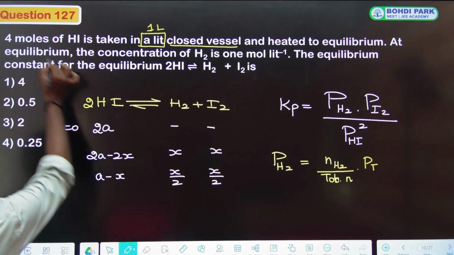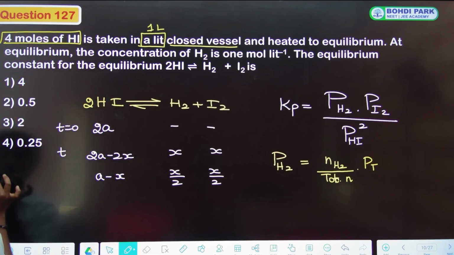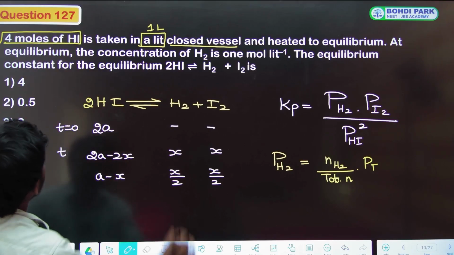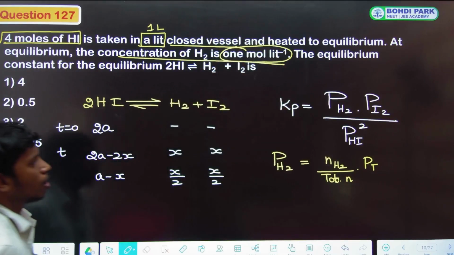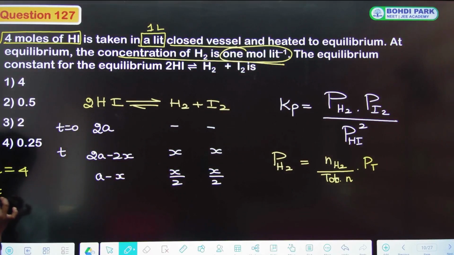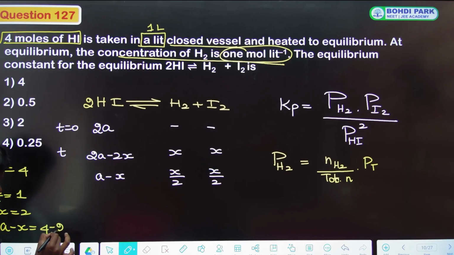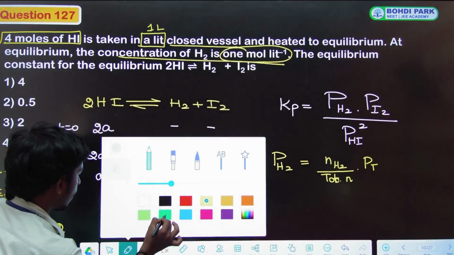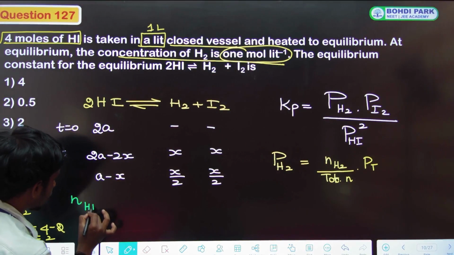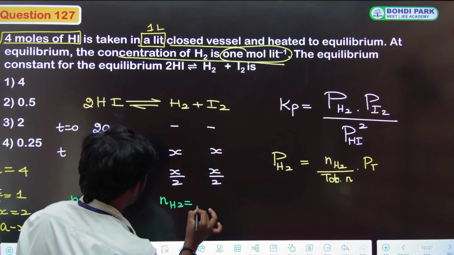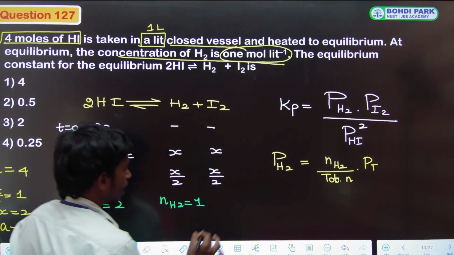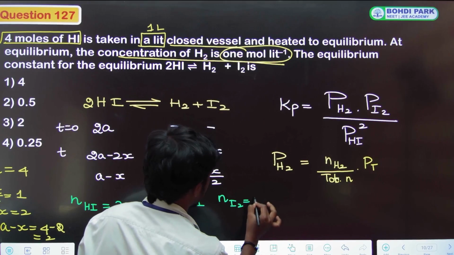Okay, what is given? Initially the 4 moles of HI is taken, which means the A value is equal to 4. The concentration of H2 is 1 mole per liter. Okay, so H2 x by 2 ஓட வேல்யூ 1, அப்ப x ஓட வேல்யூ 2, அப்ப A minus x ஓட வேல்யூ 4 minus 2, which is equal to 2. So the number of moles of HI is equal to 2 moles, number of moles of H2 is equal to 1 mole, and number of moles of I2 is also equal to 1 mole.